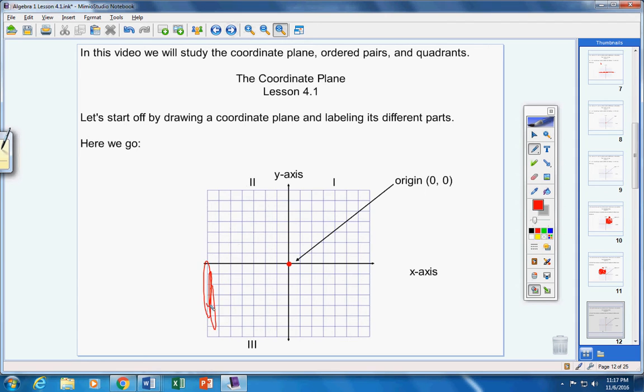This quadrant down here, bottom left, is called quadrant number 3. Okay, so please make note of that in your notes. Quadrant number 3. Alright. And then lastly, the bottom right corner is called quadrant 4. Okay? Quadrant 4. Alright? Make sure you have all this written down. You're responsible for all of that information.